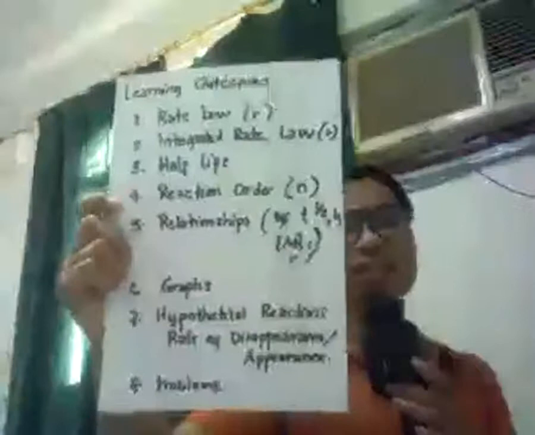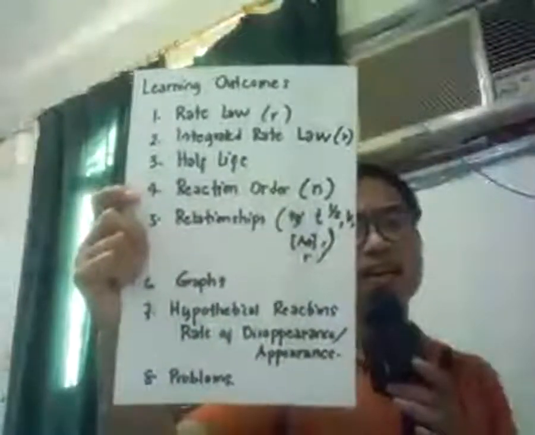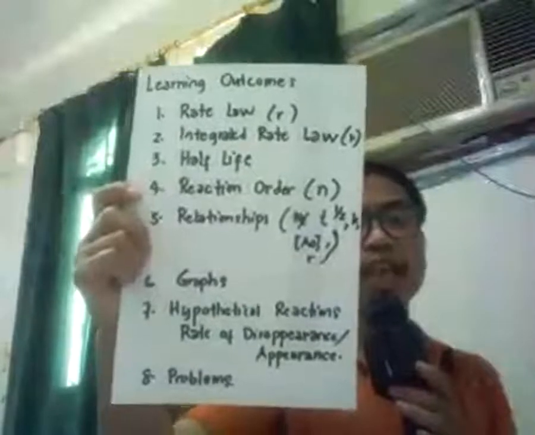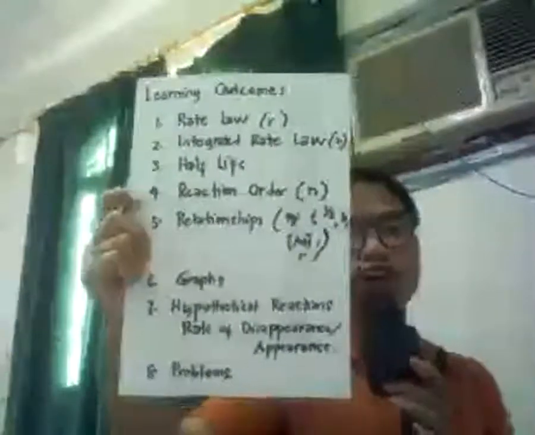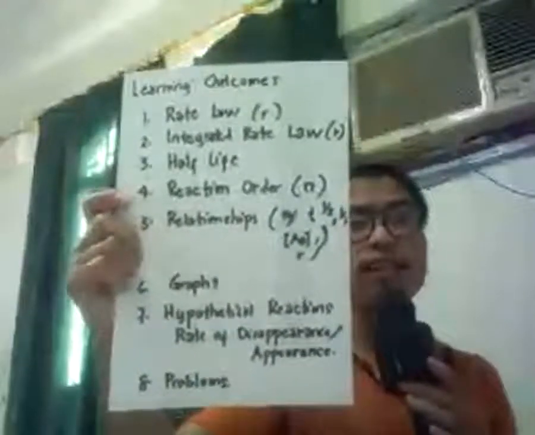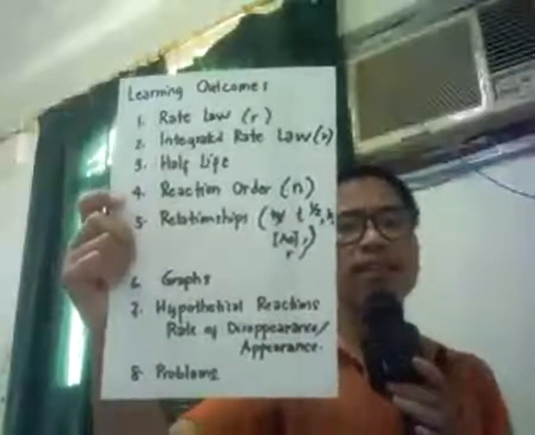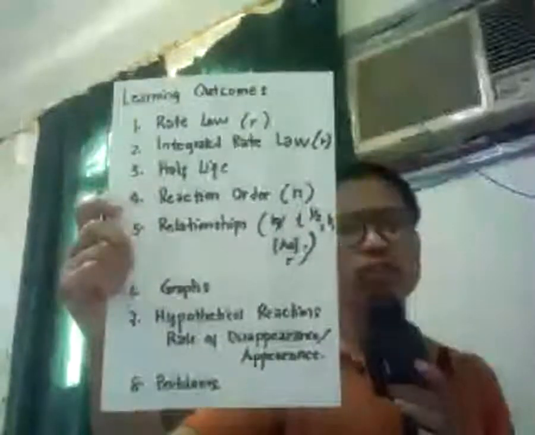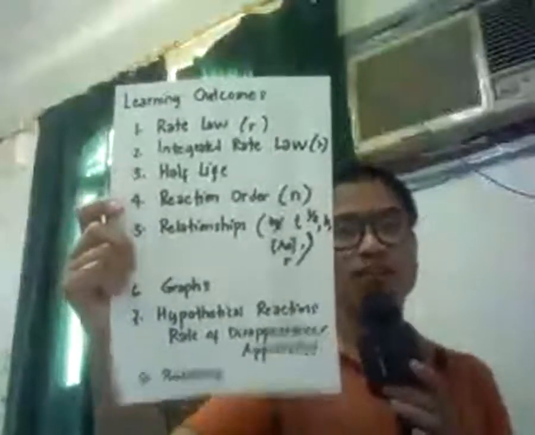Number 3, we have the half-life. The same as the theory in nuclear chemistry, the theory of decaying, or disintegration of metals and elements, after how many years, what is the half-life. But here, it's more on intensification, or shall we say, there's an additional.